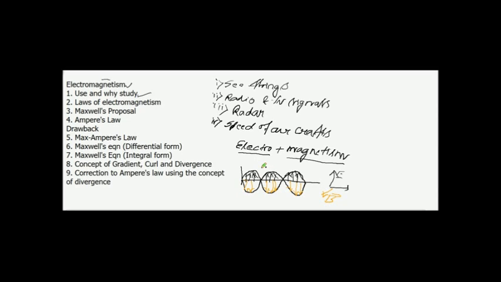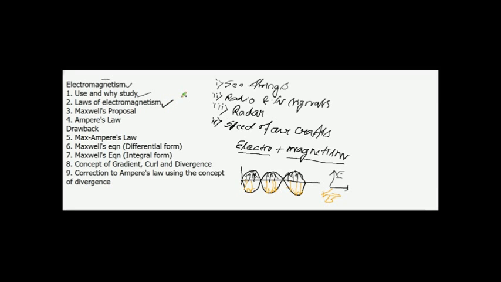Both electric and magnetic field are traveling together in the same direction but perpendicular to each other, and it is basically varying with time. So that is very important, varying with time. We'll come to know about that later. Now let's talk about what we mean by Maxwell's laws of electromagnetism.